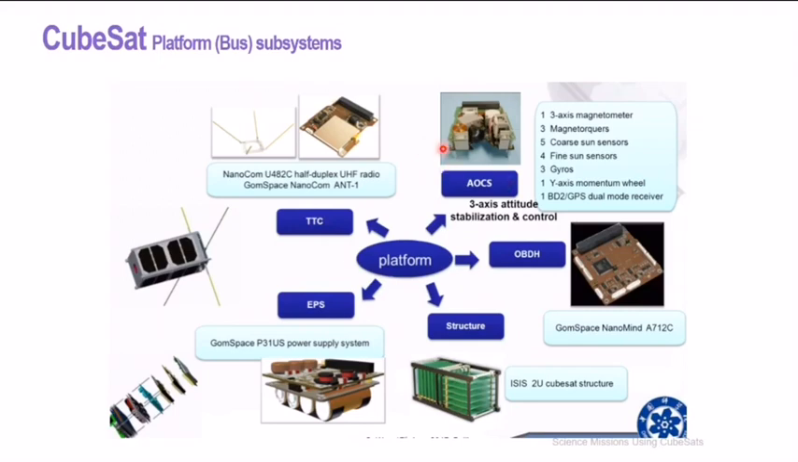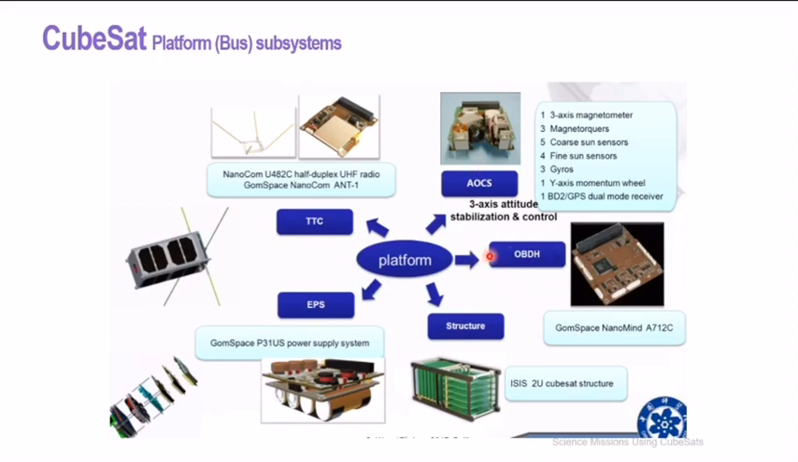The next platform subsystem is called AOCS or ADCS. ADCS or AOCS are attitude determination and control subsystem. So you want to know where you are pointing and how you are pointing at a particular time. So this subsystem has a lot of sensors and actuators to first find where you are pointing and then control the orientation of the satellite.